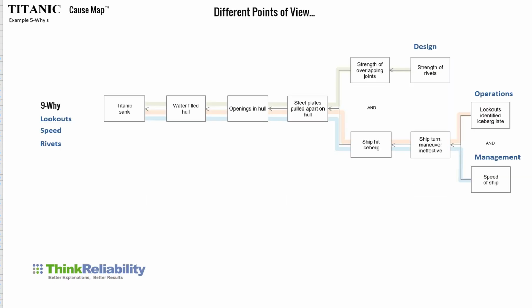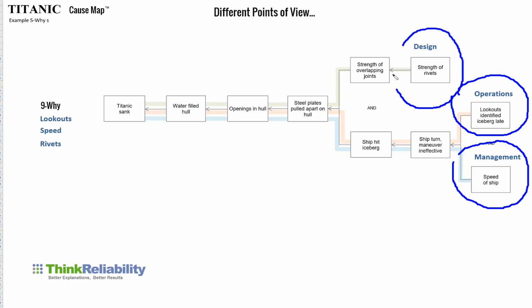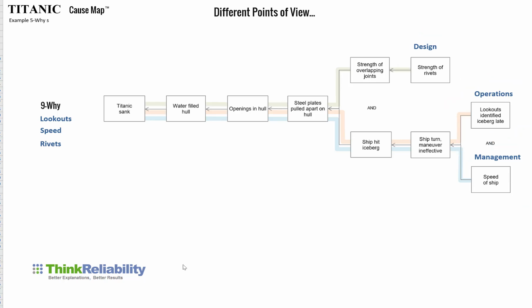You can even add in the design and find out that you could hit the iceberg, but if the plates were stronger, if the rivets were stronger, and never pulled apart, then you wouldn't have water fill the hole. So the question is, well, which one of these caused the Titanic to sink? And you can see how easy it is for someone to point out, well, the lookouts made the error, and someone else says, no, management had the ship going too fast, and someone says, no, it's a design issue. So these are the three classics, operator error, management, or design, laid out on one issue.